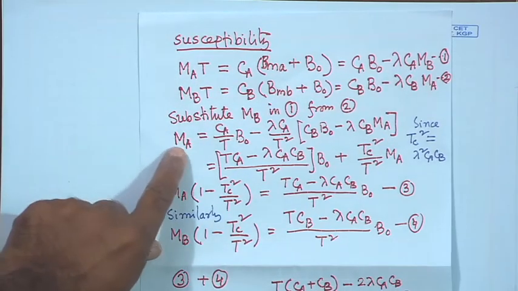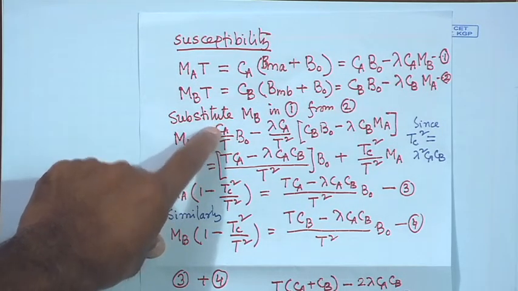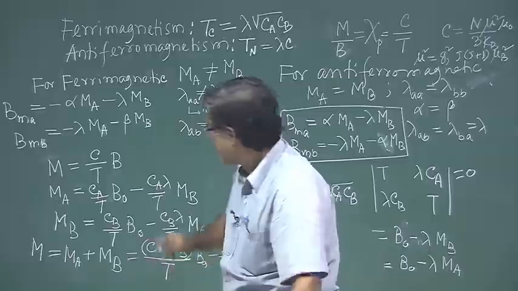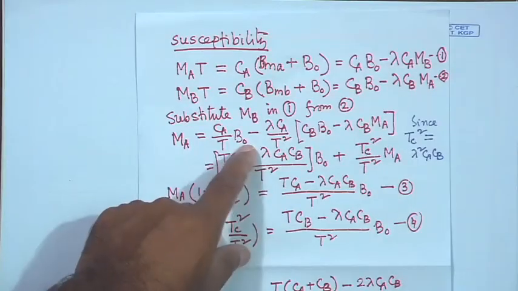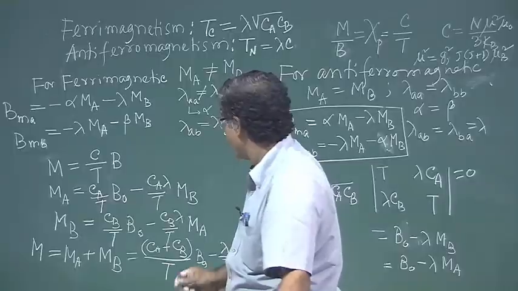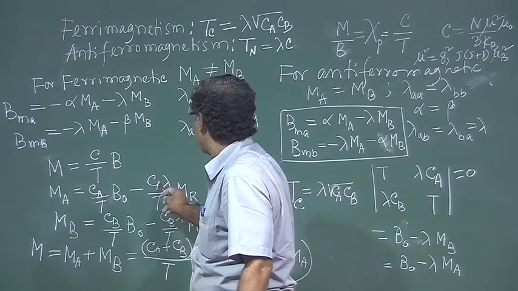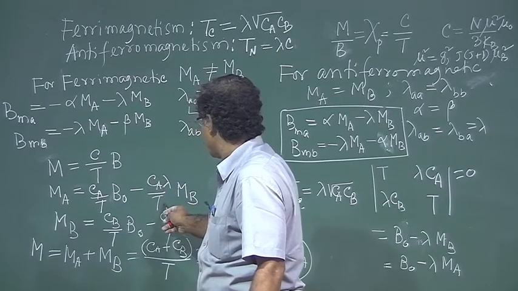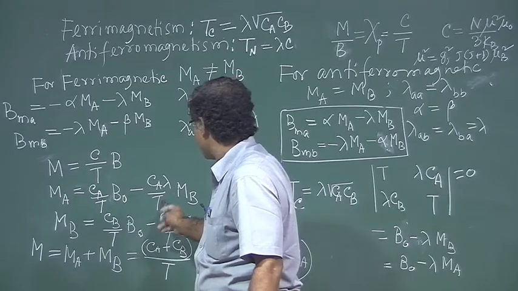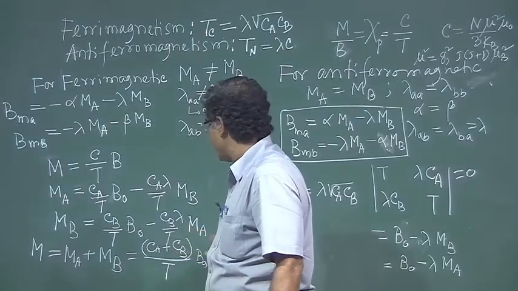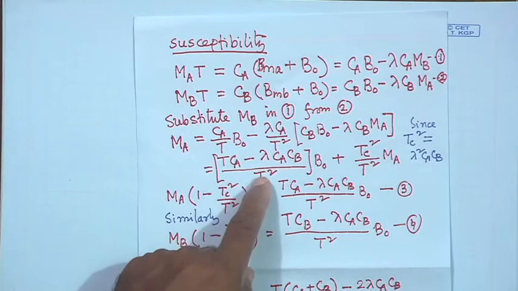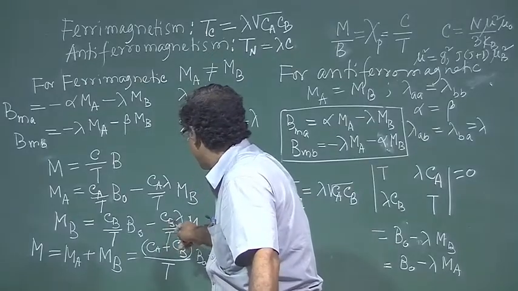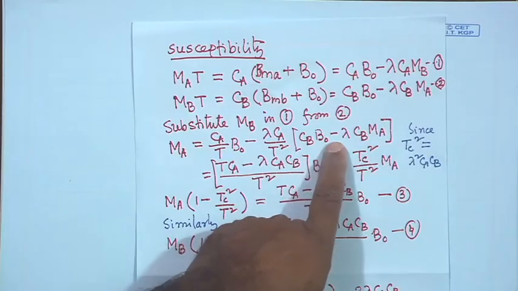Or just here you can see MA equal to CAT, B0, right, minus lambda CA by T square, minus lambda CA by T square. From where is this T square coming? Here MB I am replacing by this one, taking out T. So, MB I have replaced by taking out T, CB B0 minus CBMA minus lambda CBMA.